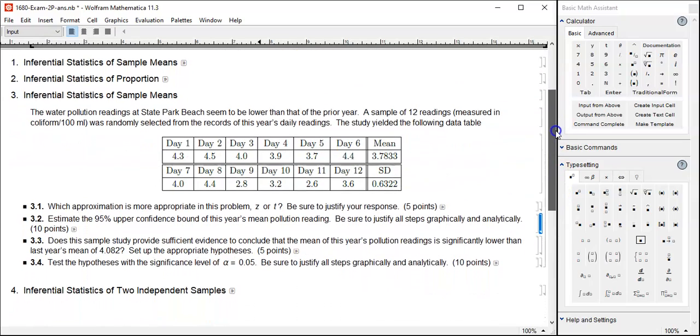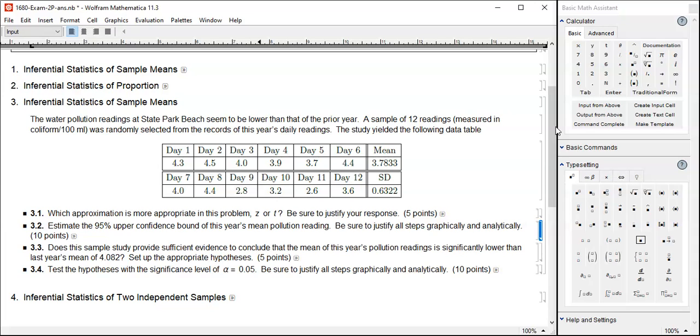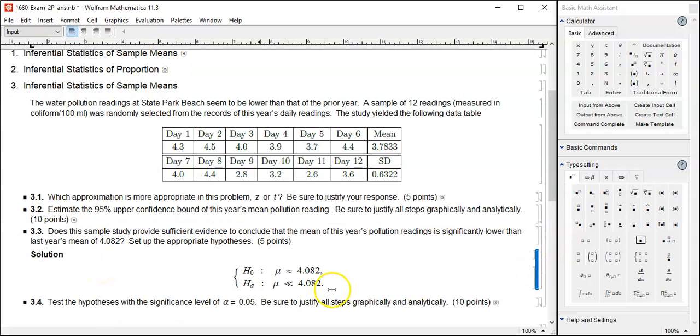Okay, so much for interval estimate. Let's go to hypothesis testing. Does this sample study provide sufficient evidence to conclude that the mean of this year's pollution readings is significantly lower than the last year's mean of 4.082? Set up the hypotheses. Okay, this is null. So here we go. Mean equal to 4.082, approximately speaking, that's null. And alternative, okay, pollution got lower.